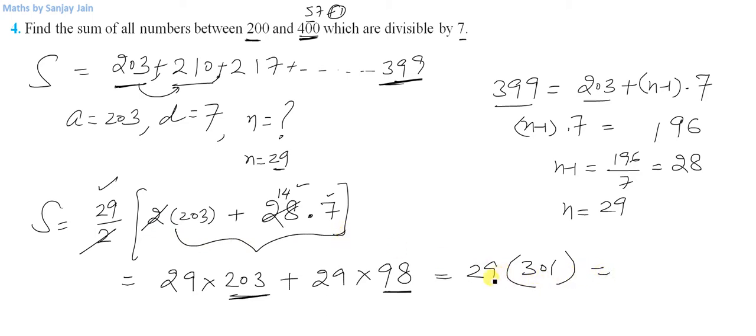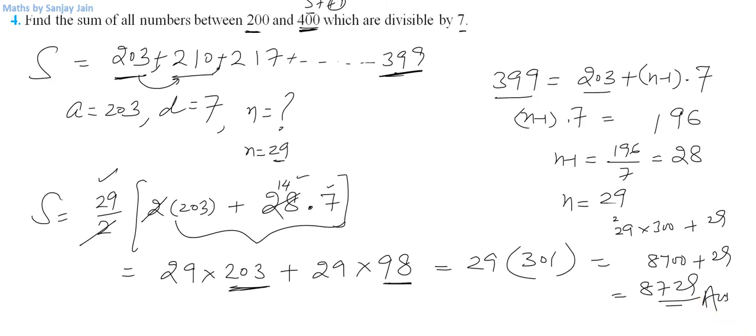301 into 29 can be done like this: 29 into 300 plus 29. So that will be equal to 27, 2, 6 and 8. So 8700 plus 29 here. So the answer will be 8729. This will be the sum of all the numbers between 200 and 400 which are divisible by 7.